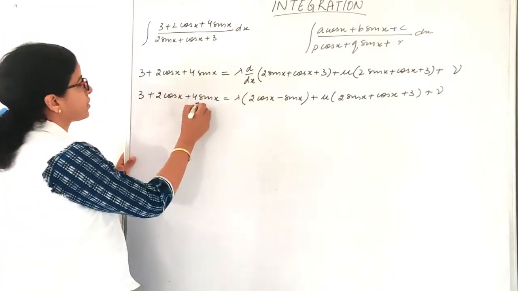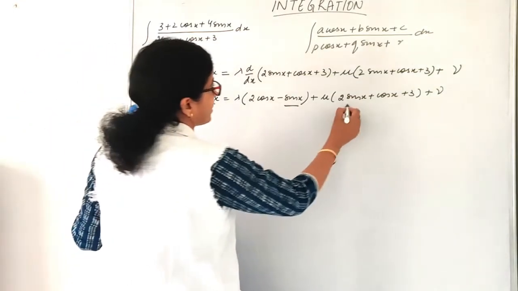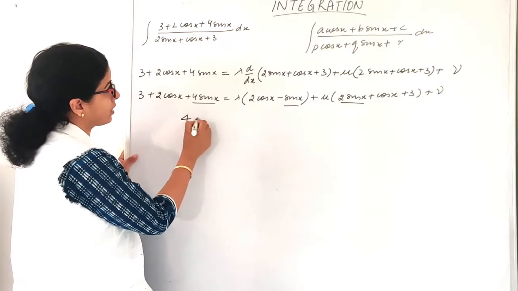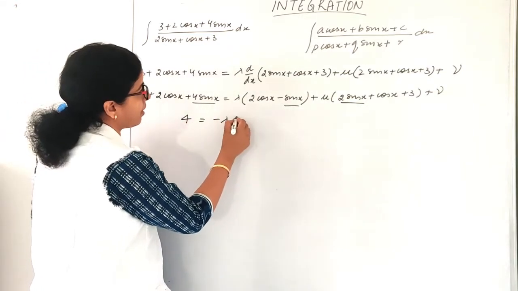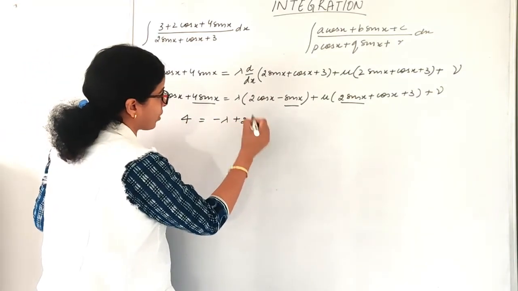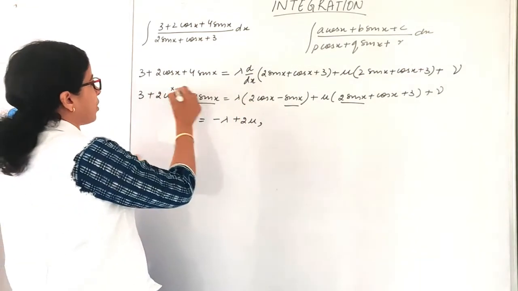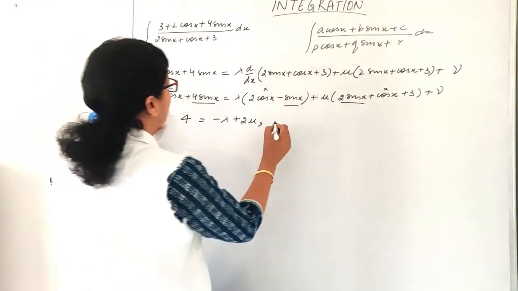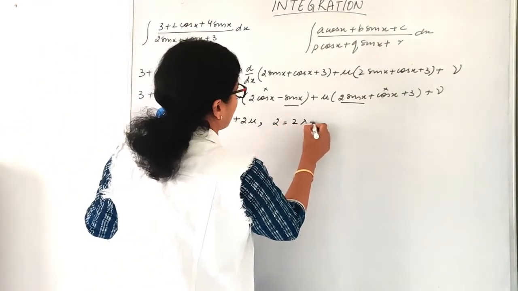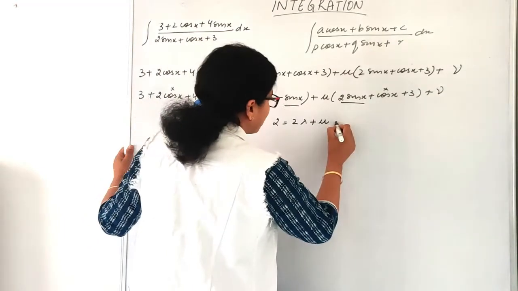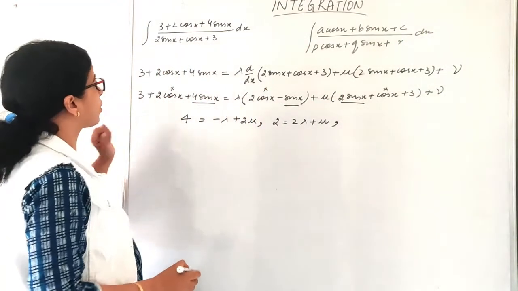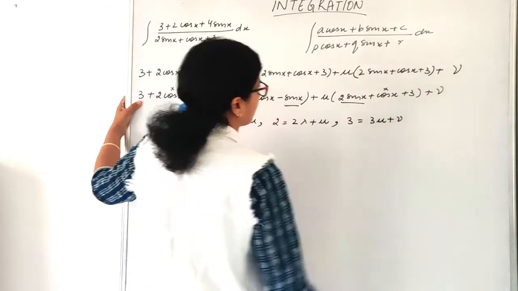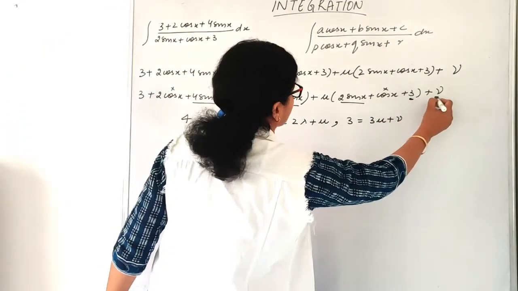So look here, what is the coefficient of sin x here? This. So what equation am I getting from here? 4 equals minus lambda plus 2 mu. The next equation, comparing cos x: 2 equals 2 lambda plus mu. Now we will get the third equation when we compare the constant part. So 3 equals 3 mu plus nu. This is mu, this is nu.